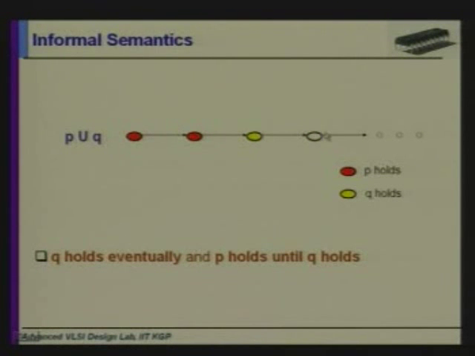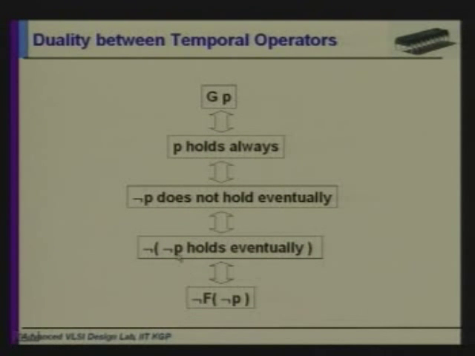p until q is something like this. We have a continuous sequence of p and then we have q. But what is ensured by this property is q has to hold eventually. It cannot happen that p holds infinitely and q never happens. Then this property will be false. In order to hold this property, q has to hold eventually, and till the previous state of q, p has to hold continuously.